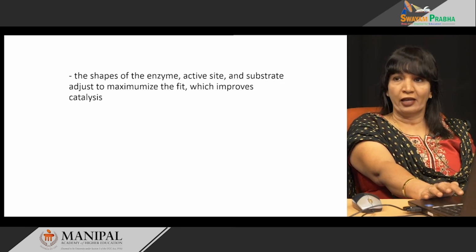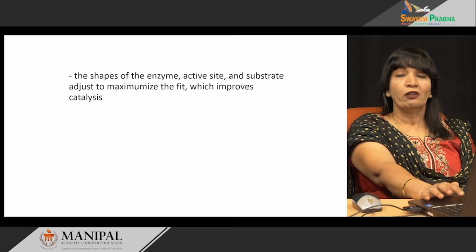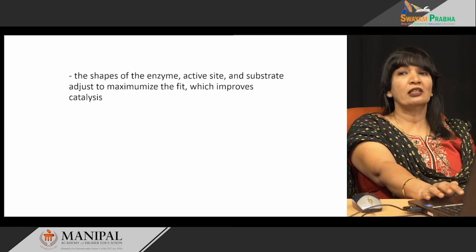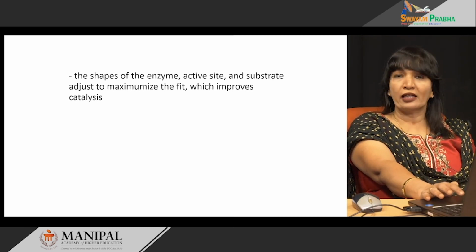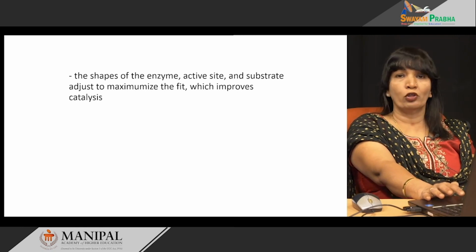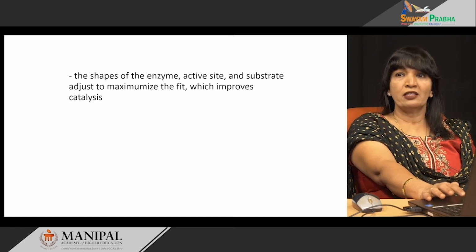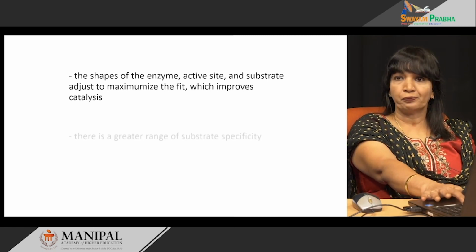The shape of the enzyme, the active site and the substrate adjust to maximize the fit, which improves the catalysis. This is happening only because the active site is not rigid. If this active site was rigid, like what you saw in the first theory, definitely you cannot go and fit into that. It requires a pre-shaped template. Now, in this theory, the shape of the enzyme, the active site, the substrate, all of them adjust to maximize the fit, which can improve the catalysis.